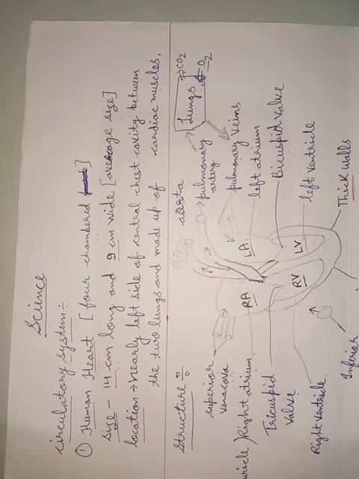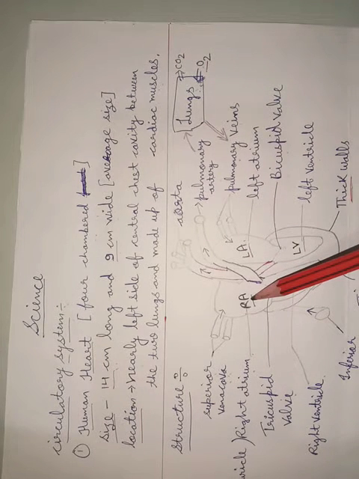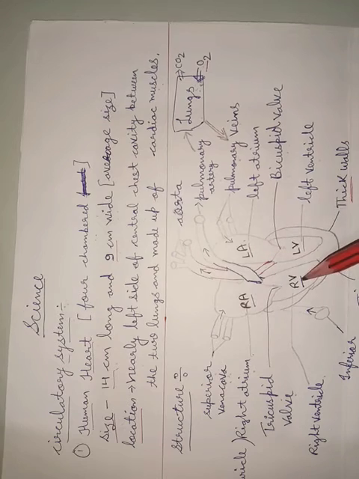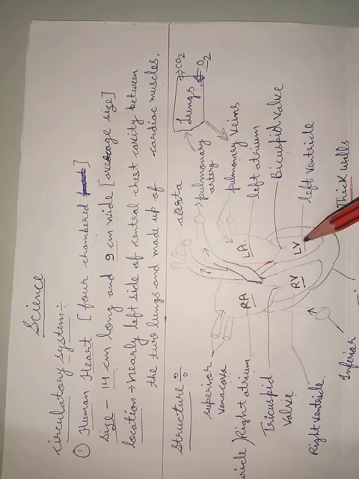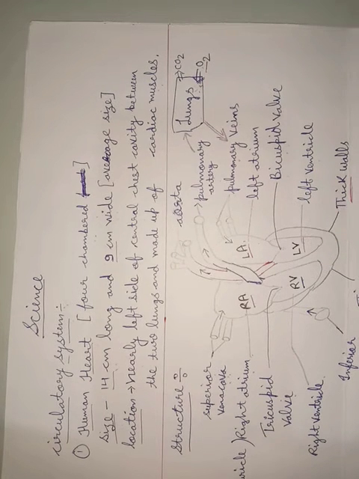Today we are studying science. My topic is the circulatory system. In the circulatory system, we will study the structure and working of the human heart. Starting with the human heart, it is a four-chambered organ. The four chambers are the right atrium, right ventricle, left atrium, and left ventricle. These are the four chambers of the human heart.